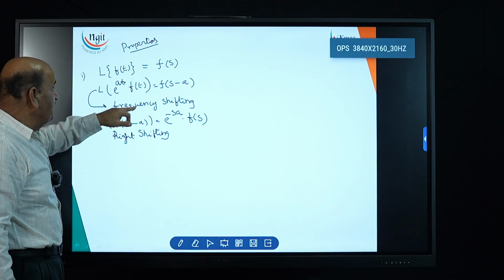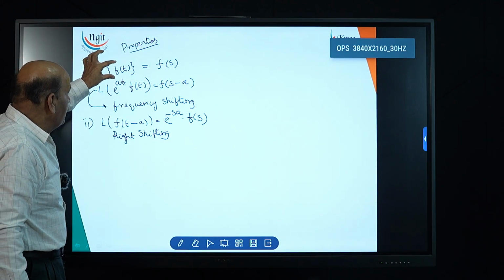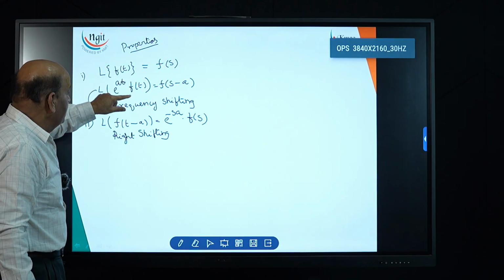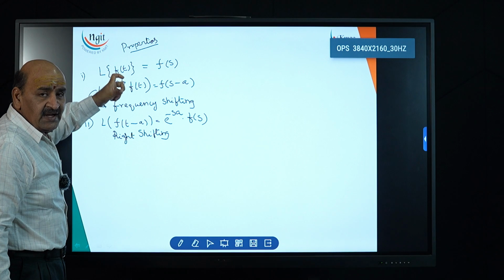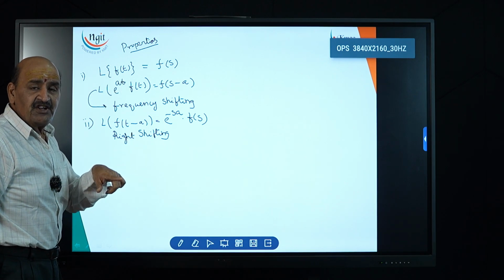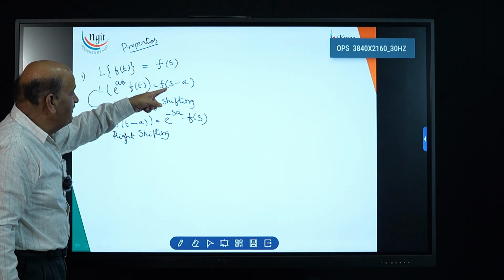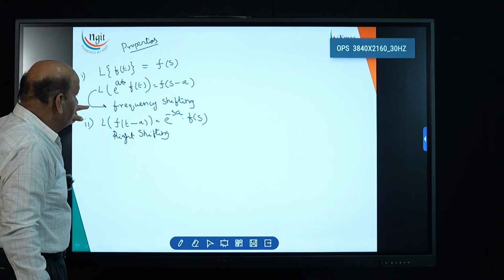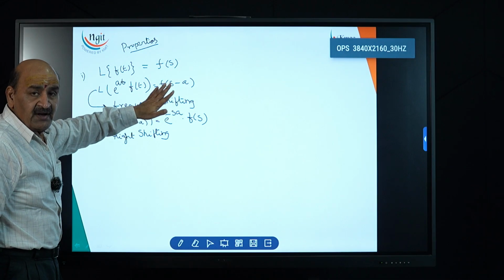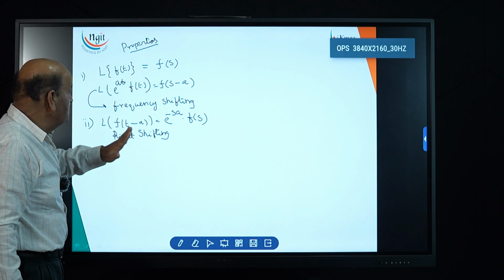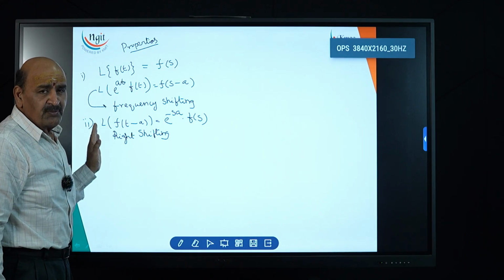But this is frequency shifting. The given function or signal has no change, but it is multiplied by e power at. Whenever a function or a signal is multiplied by e power at, the output is f of s minus a. That is called frequency shifting. Very important. This is frequency shifting. This is right shifting. Students should not confuse these two properties.